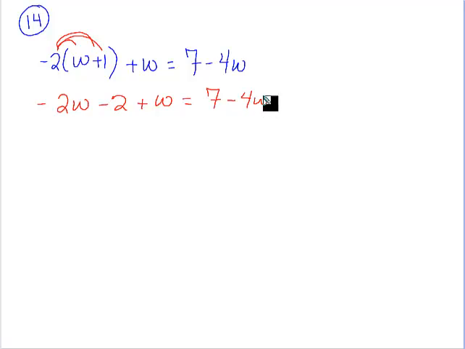Okay, so now we want to get like terms together. So on the left-hand side, do you see any like terms? Anything like with this minus 2w here? Plus w. Okay, well, what's a negative 2w plus a w? Well, no, not quite, because we're adding like terms together. So remember, when you add like terms, you just add the numbers in front. Negative 2 plus, what number is in front of this w here? 1. So it's like thinking negative 2 plus 1. What's that?